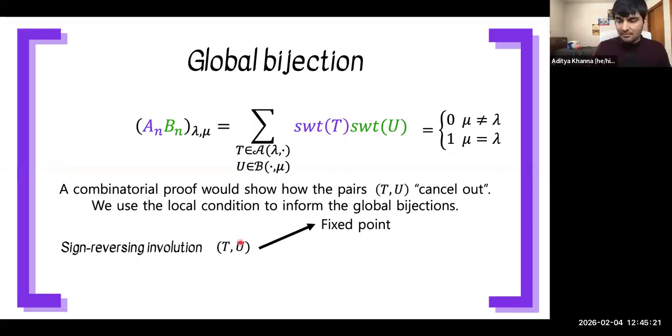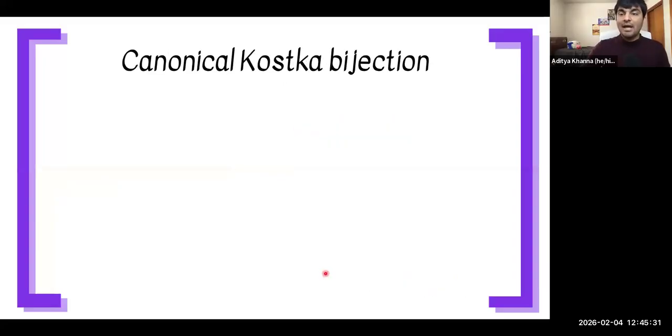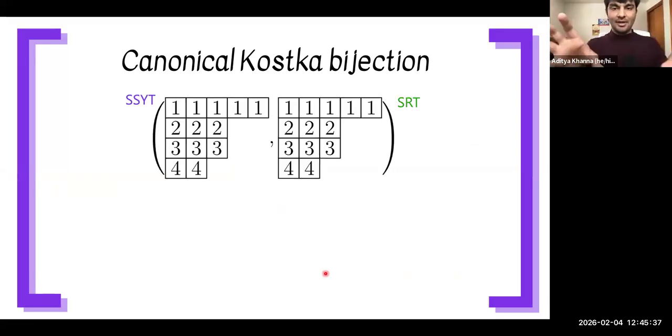It can either be a fixed point, or it can generate a new pair that has an opposite sign. So actually, let's look at this in motion. If lambda is equal to mu, we saw that the only special ribbons that are also horizontal strips are single rows. So if something is a semi-standard Young tableau and also a special ribbon tableau, in this case, this is the only possible object when your shape is the same.